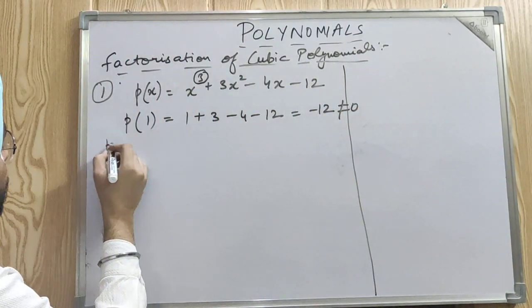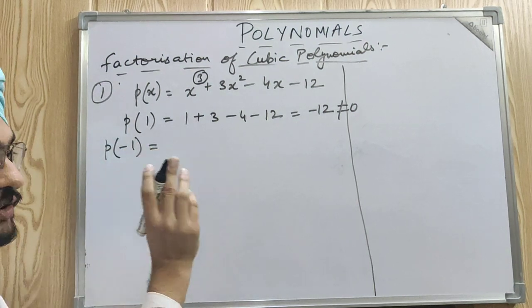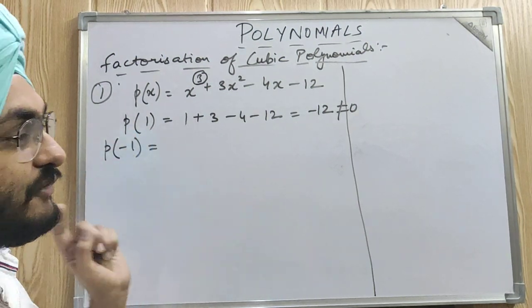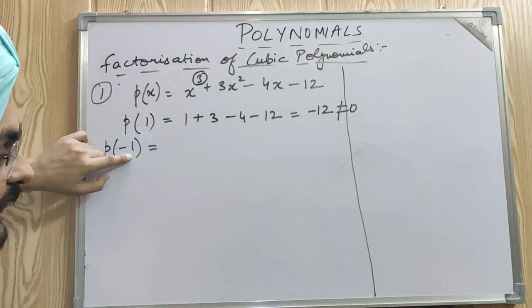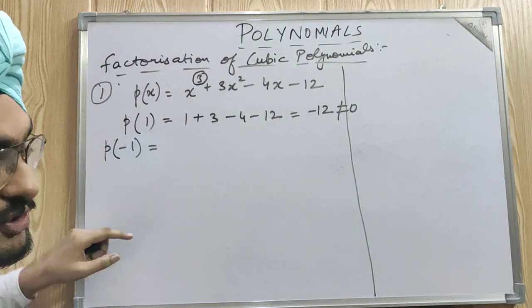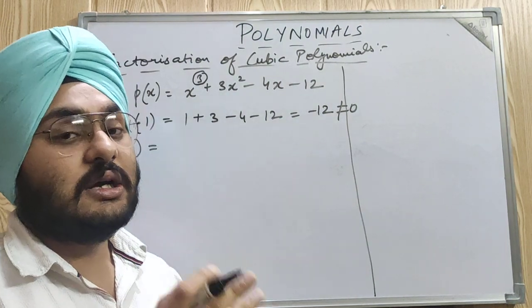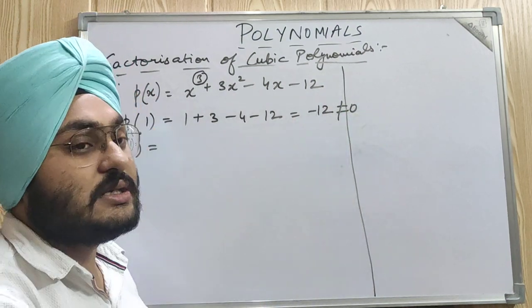Okay, now substituting minus 1. In this way only you have to always substitute. First you substitute 1, then minus 1, then 2, then minus 2, until you get the value as 0 here.